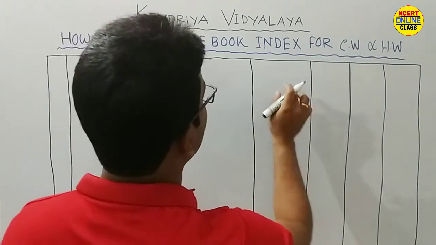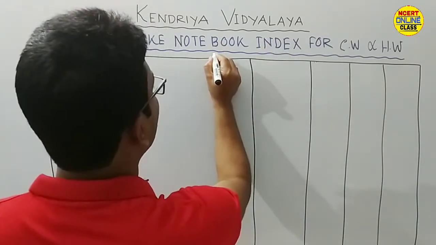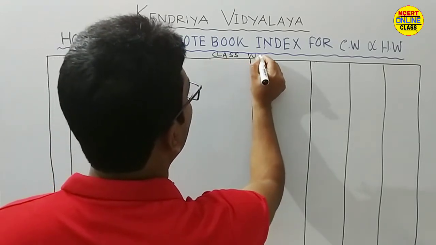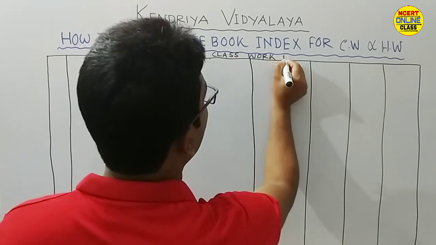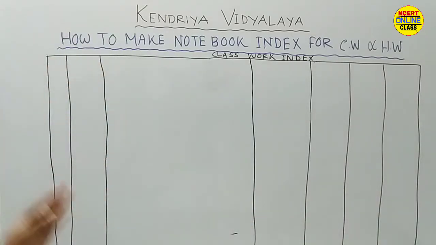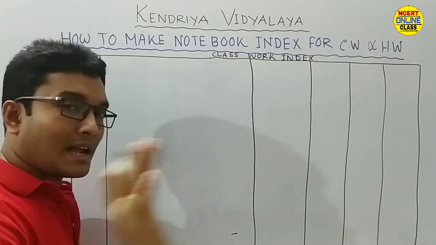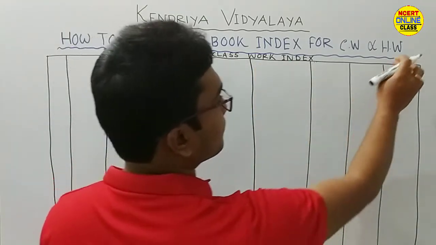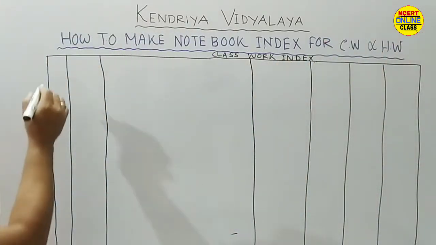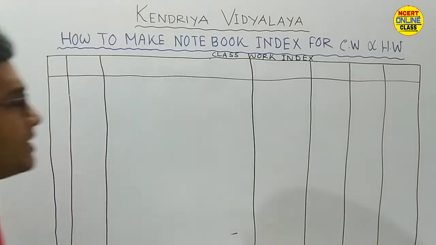And when you make this, at first write here classwork index. I will write class work index, and same for 4 or 5 pages, the same for classwork index, and another 4 or 5 pages for homework index. You need to write homework index as usual. Then make it, because we need to make a headline.